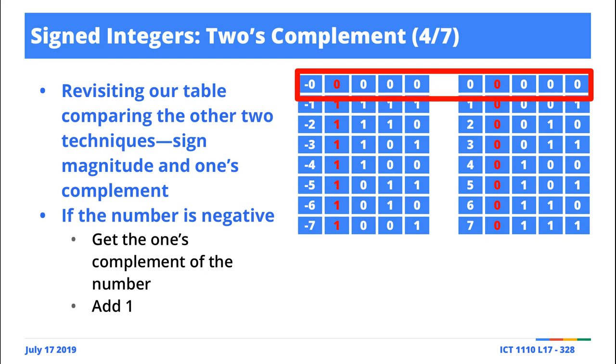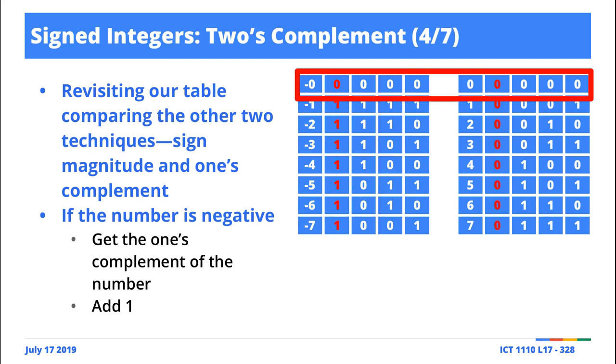To prove that the zero pair is gone, we convert the positive zero into negative zero. Positive zero is 0, 0, 0, 0. What is negative zero in 2's complement? This is the question: what we're trying to prove is whether the resulting answer is going to be the same as positive zero.